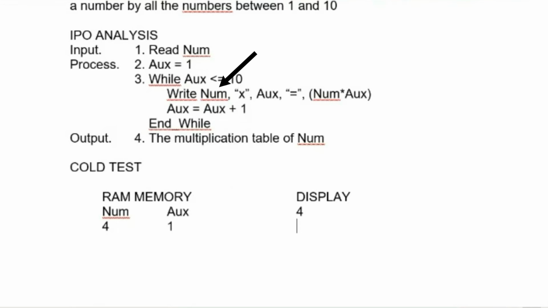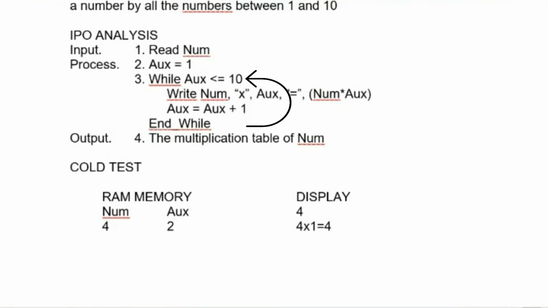So write the content of num, that means 4. The symbol x, the content of aus, that means 1. The symbol equal, the content of the result of multiply num by aus. That means 4 by 1 is 4. Okay? Then aus is equal to aus plus 1. 1 plus 1 is 2. And while. So you go to the while instruction.